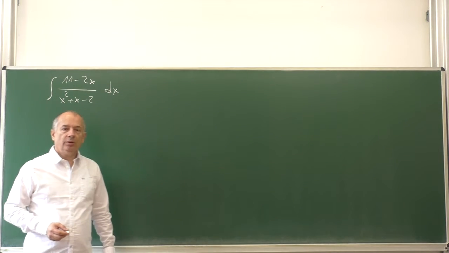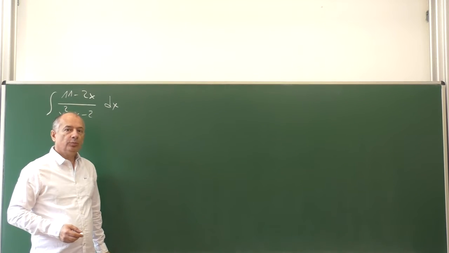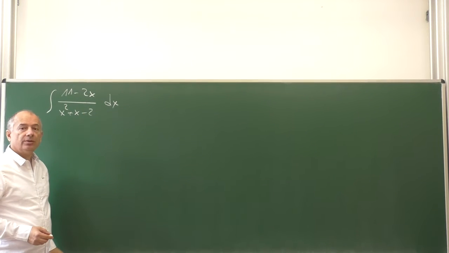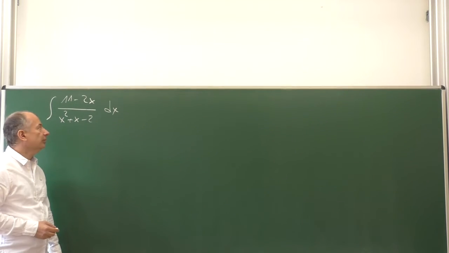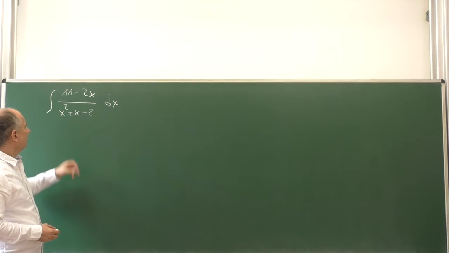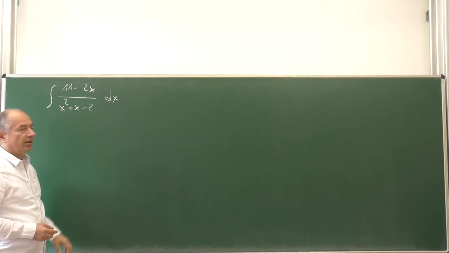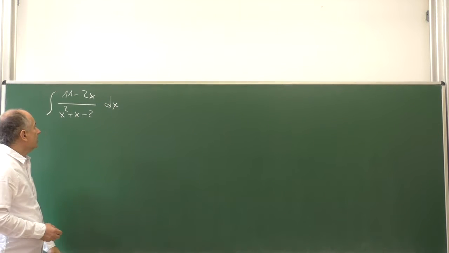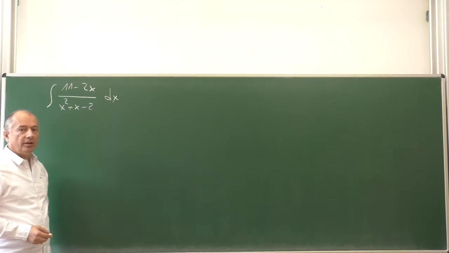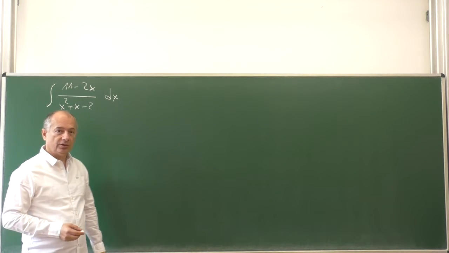We have learned how to integrate the ratio of two polynomials. Let us practice this new knowledge using this simple example. We want to integrate 11 minus 2x divided by x squared plus x minus 2. So first we want to decompose this fraction into partial fractions.